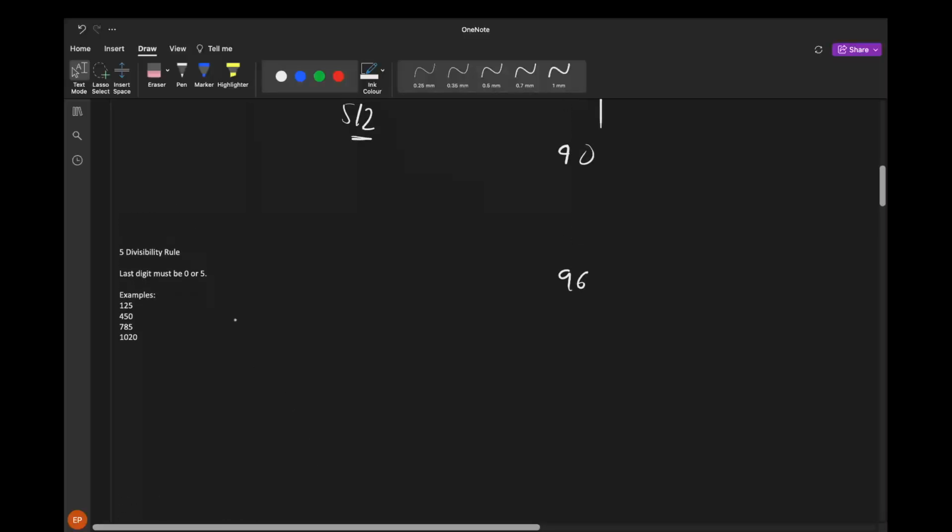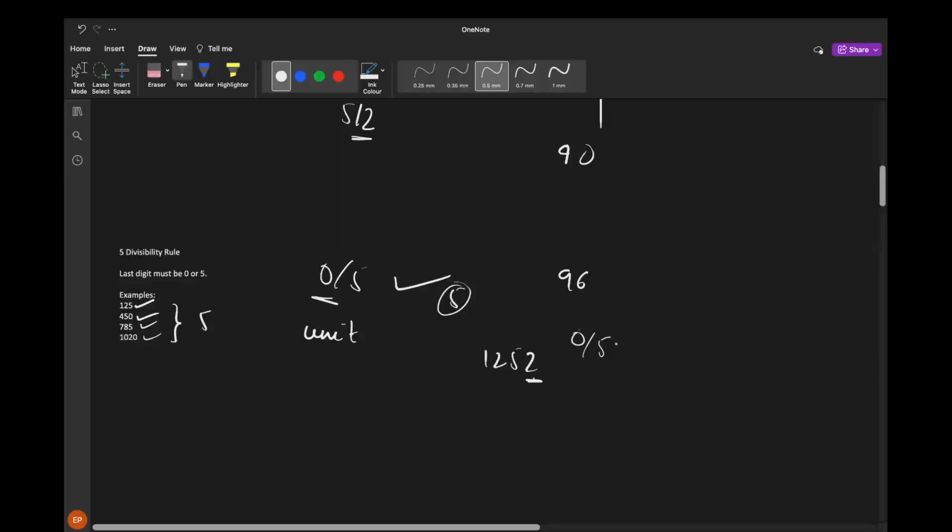For the 5 divisibility rule, it is very simple. You have to focus on the unit digit. If it is 0 or 5, then only it is divisible by 5. Here you can see 125. The last digit is 5, right? Here 0, 5, 0, these are all numbers divisible by 5. But if I give 1, 2, 5, 2, no, this is not divisible by 5 because the unit place contains 2, not 0 or 5. If it is 0 or 5, then the given number will be divisible by 5.